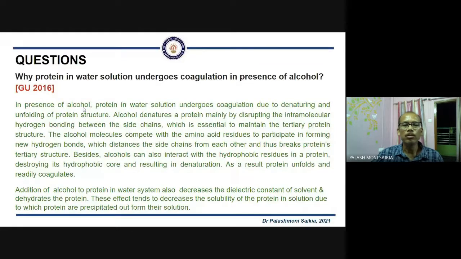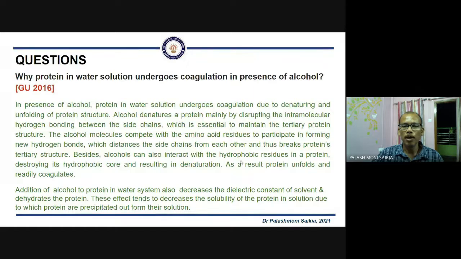So what does alcohol do? Alcohol denatures and unfolds the protein structure, and because of this, the protein molecules can come closer. So in presence of alcohol, protein in water solution undergoes coagulation due to denaturing and unfolding of the protein structure. Alcohol denatures a protein. How? By disrupting the intramolecular hydrogen bonding between the side chains.